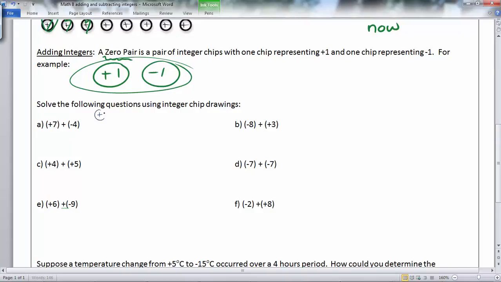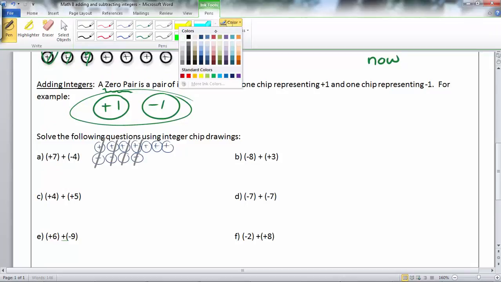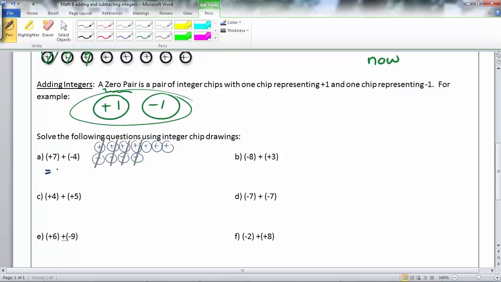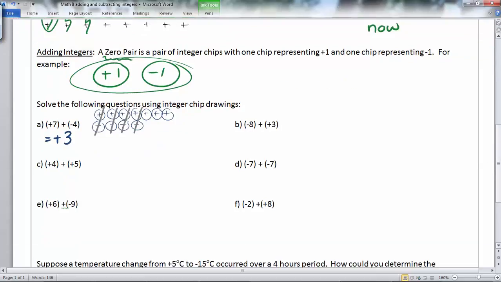So +7 would be 1, 2, 3, 4, 5, 6, 7. And then I'm going to add to that -4. It looks like this. When I cancel out all these zero pairs, whatever I'm left with is the answer. 1, 2, 3. The answer to this is +3. Okay, so why don't you try the next ones all on your own. D, you can see that it's a negative and negative, so there won't be any canceling. There's no zero pairs there. Same thing with C. So give it a go. Pause the video. When you're done, unpause it, and I'll try the last question with you.